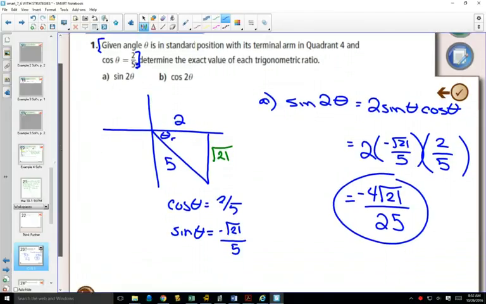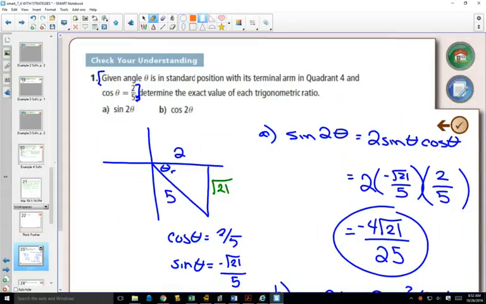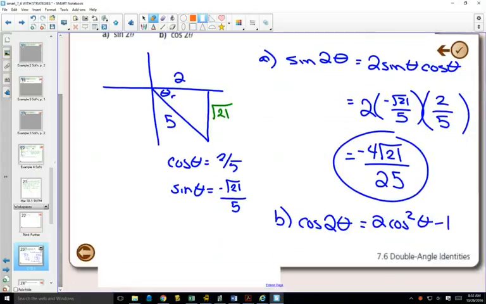Now in B, in figuring out cos 2 theta, you have 3 different double angle identities for cos. You have cos squared minus sine squared, 1 minus 2 sine squared theta, and 2 cos squared theta minus 1. All 3 will work and give you the right answer. In a question like this, I would choose this one. Anybody know why? Why would that one be a slightly better choice?